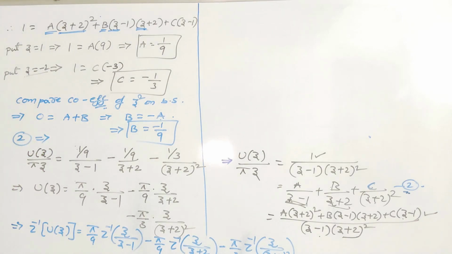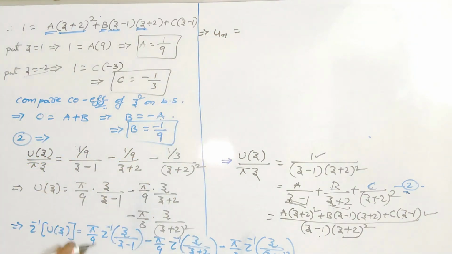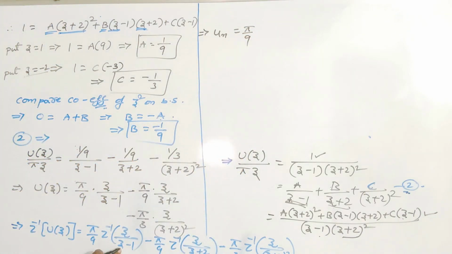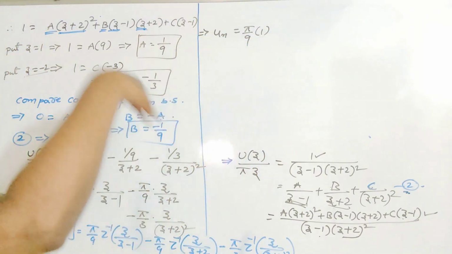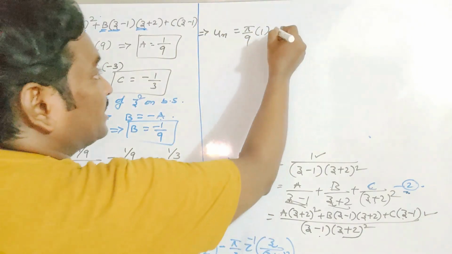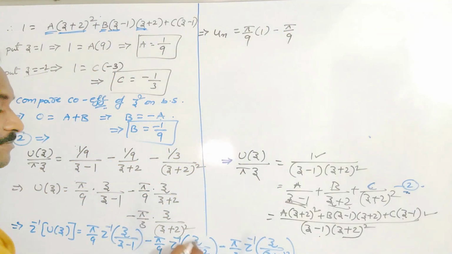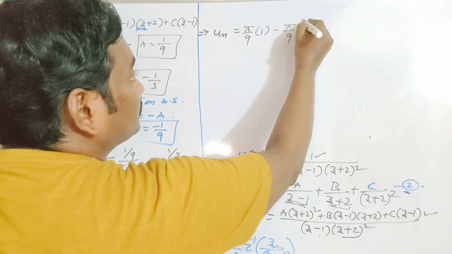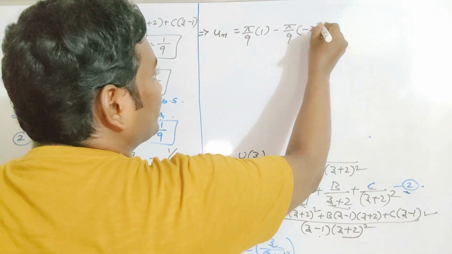Okay, now what is z inverse of u of z? It would be u n is equal to pi by 9 into, what is the formula for z inverse of z by z minus 1? 1, only 1. Otherwise you can write it as 1 power n. 1 power n is only 1. Minus pi by 9 into, we have a direct formula for this type of term. Z inverse of z by z plus 2 is nothing but z inverse of z by z plus a formula. So you will get minus 2 whole power n.